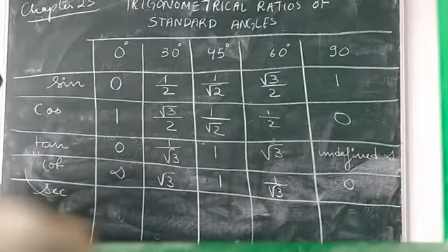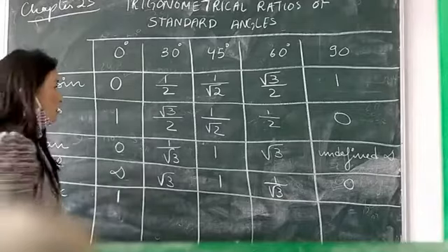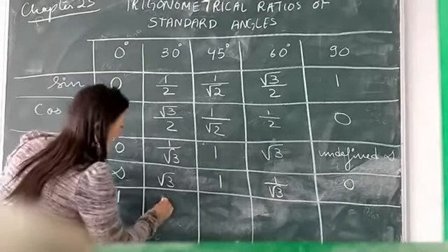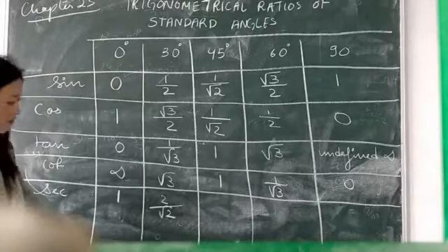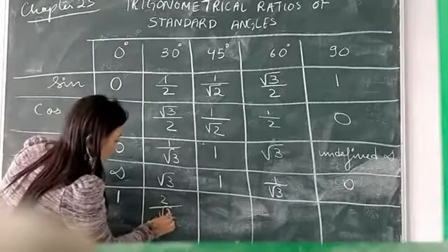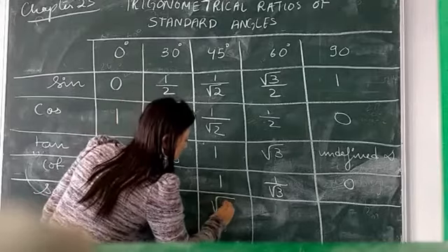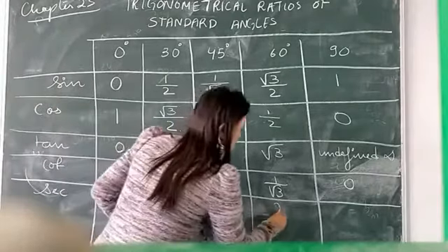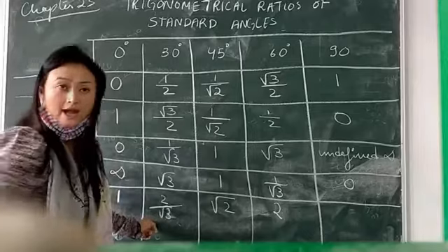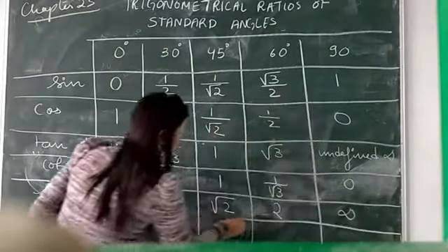Now the last two ratios that we have are sec. So sec 0 degree is 1. Sec 30 degree will be 2 by root 3. Sorry, root 3. Okay, sec 45 degree would be root 2. Sec 60 degree would be 2, and sec 90 degree would be infinity. That is your undefined.